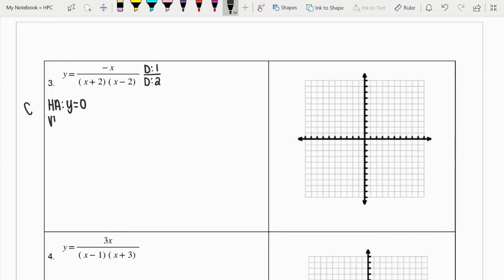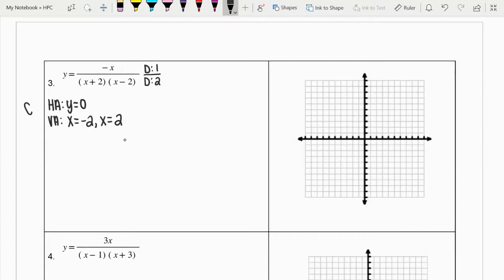Okay, to find our vertical asymptotes, we set our denominator equal to 0. We're going to have two vertical asymptotes. One will be at x equals negative 2, and the second would be at x equals positive 2.